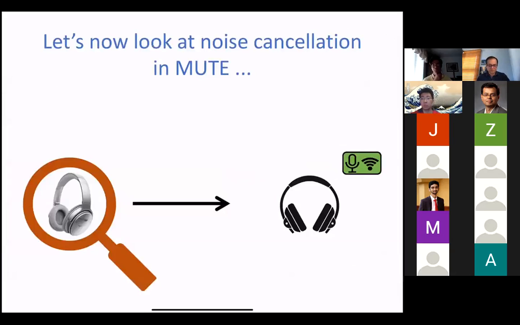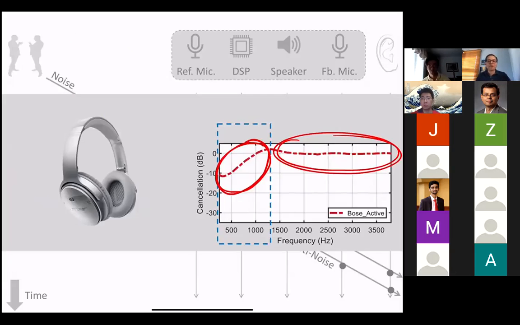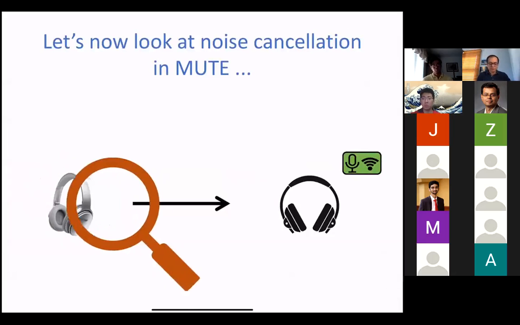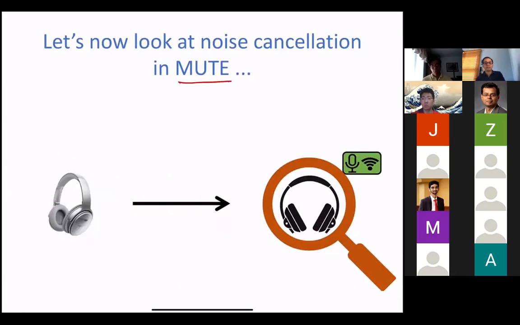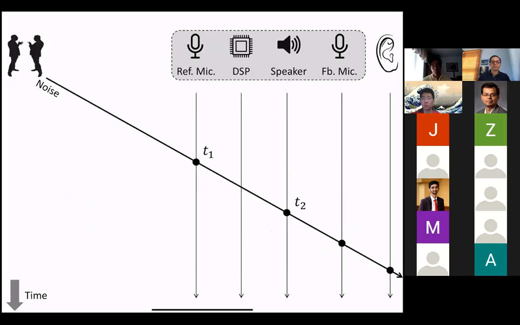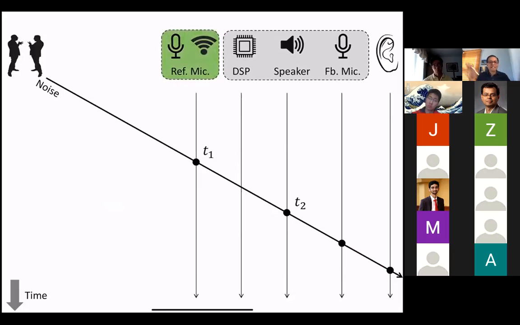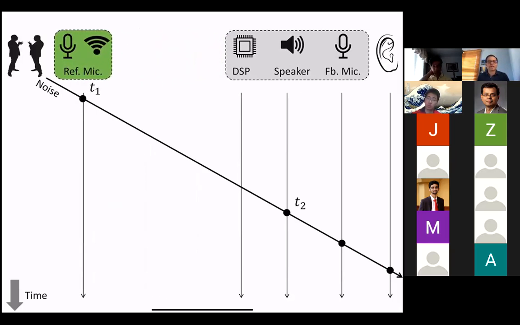Okay. So this is why today's headphones have this problem. But now let's see what happens if you put MUTE, that relay, into the environment. So what is MUTE doing? MUTE can be thought of as, remember, I'm putting a relay closer to the source, right? So I can think of that as I take the reference microphone out of my headphone and I push it closer to the sound source, right? And then what happens?